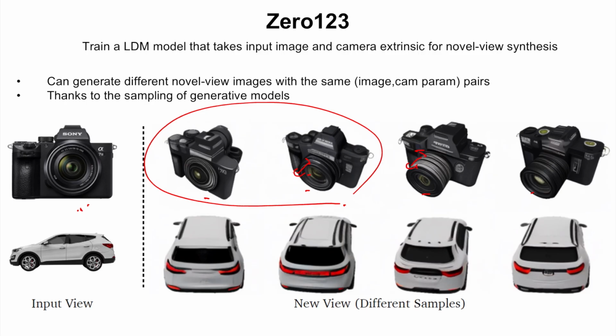And here as well, so input image. This one I think makes sense. The backside of the car is not shown in the input image, but it produces diverse types of images from the same input view, same input image, same camera extrinsic parameter.